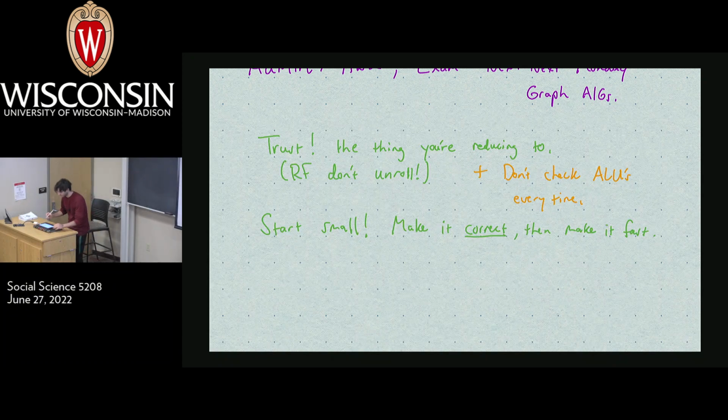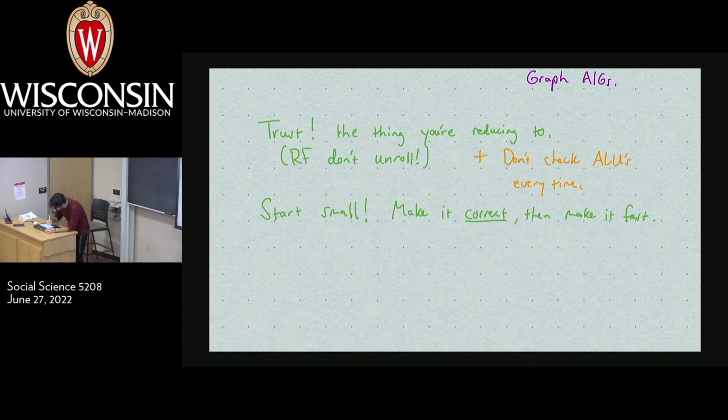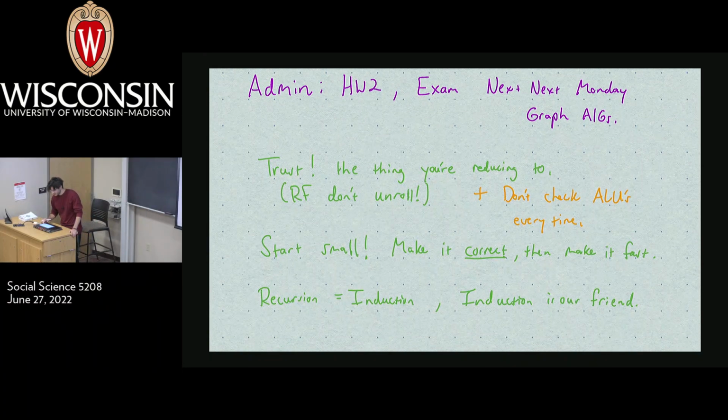The other one that's kind of built into trust is that recursion is induction, and induction is our friend. This is extremely important, so if you're uncomfortable with induction, you have to accept it. It is your friend. It will help you with proofs all the time. It's a critical tool we use all the time in algorithm design. So I just want to reiterate those points.